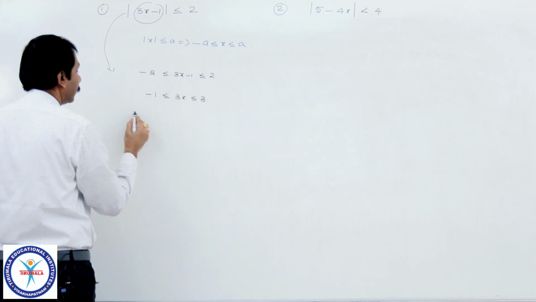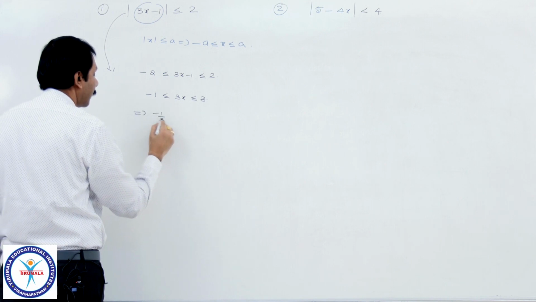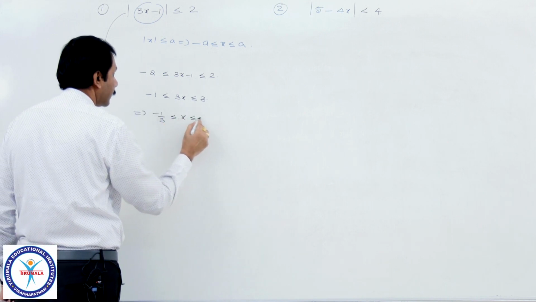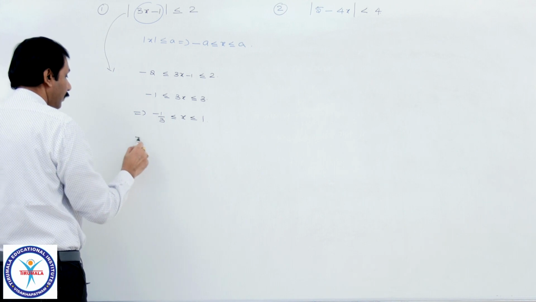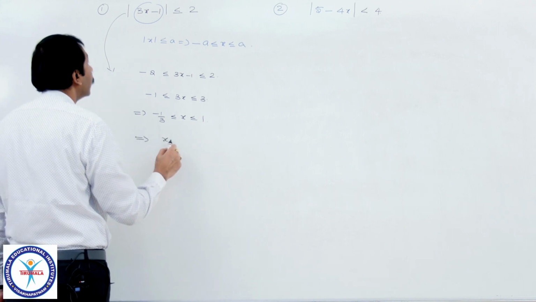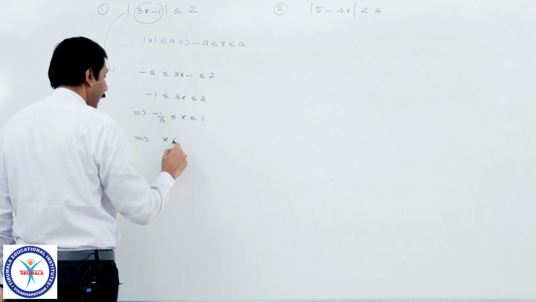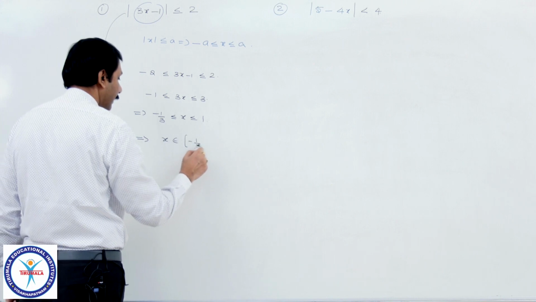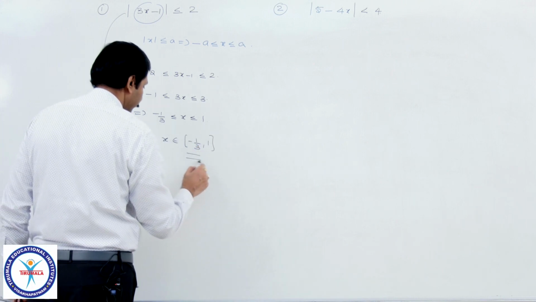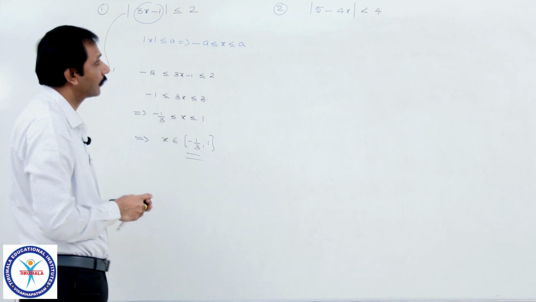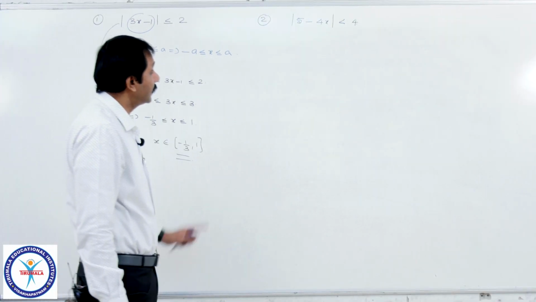Now divide it by 3. That is −1/3 ≤ x ≤ 1. Therefore, the solution set for this inequality is x belongs to the closed interval [−1/3, 1]. Right. And now let us see this second bit.